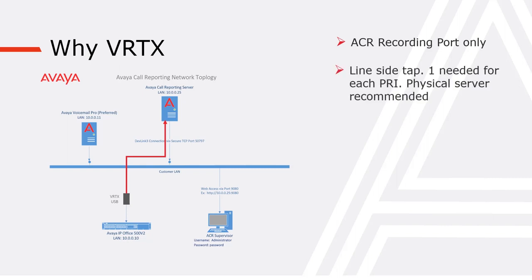You do need a tap for each physical PRI. So if you have 5 PRIs, you're going to need 5 Vertex boxes. When it comes to SIP though, we do a port mirror because we can do 10, 100, 1000 speeds, and then you don't have to deal with any physical hardware, which is much better for a PC, or a virtual PC, I should say. You could do that port mirror actually in the virtual server.